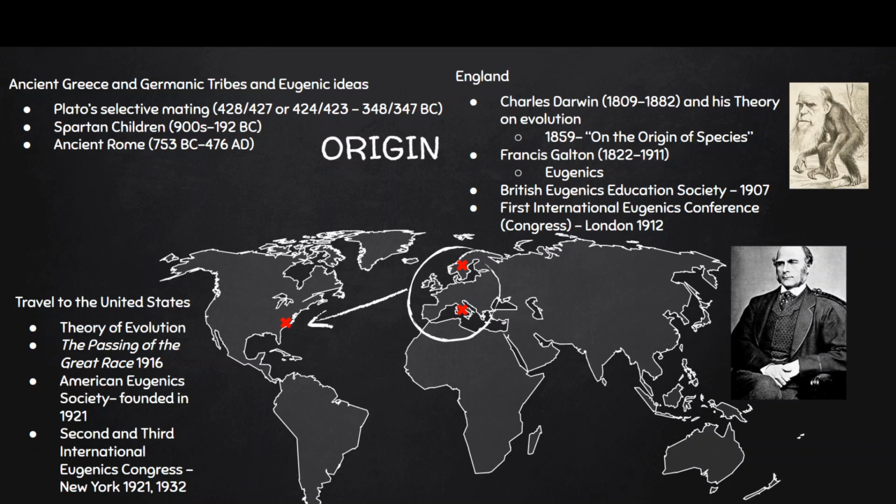It all started with eugenics in England with Charles Darwin's theory of evolution that came out in On the Origin of Species in 1859. Francis Galton is Darwin's half-cousin, and he wanted to take this theory a step further and apply it to humans by improving good traits and getting rid of bad ones. In 1883, he gave his research a name, eugenics.